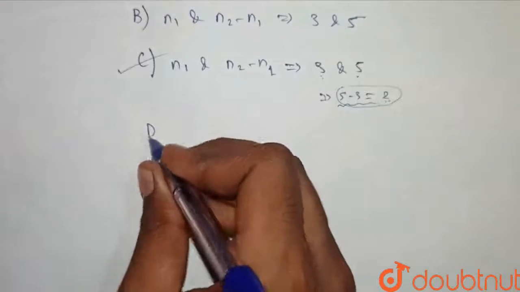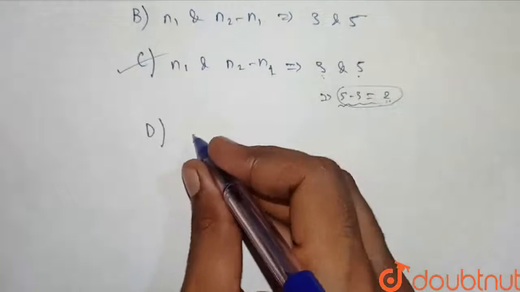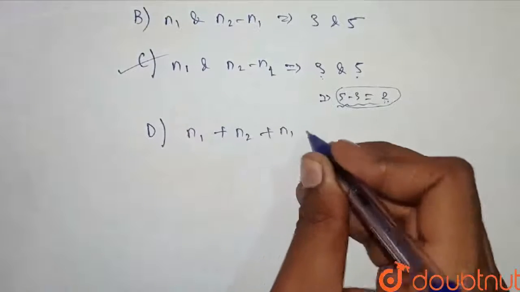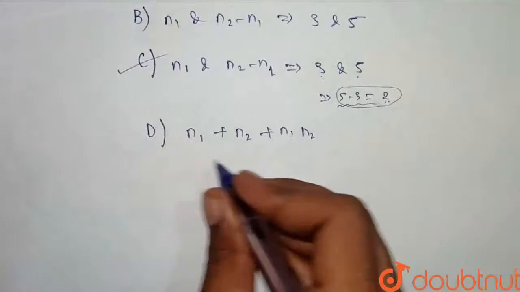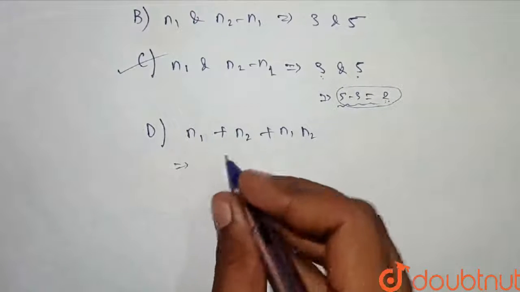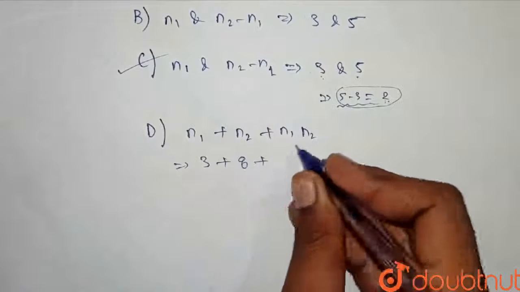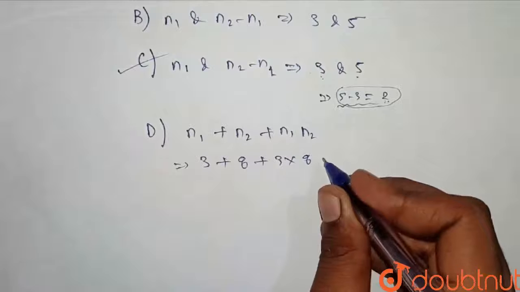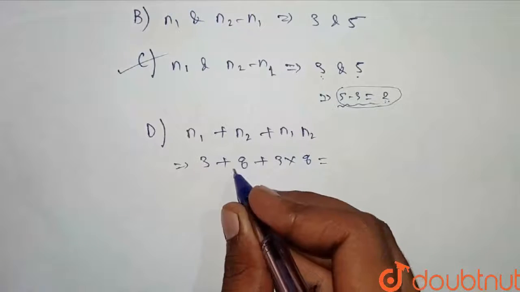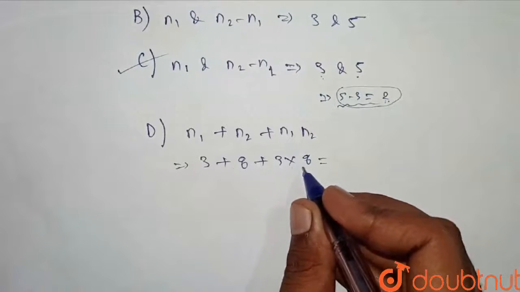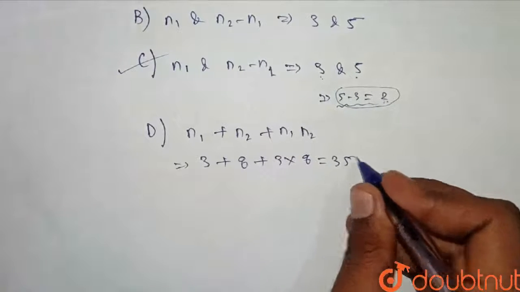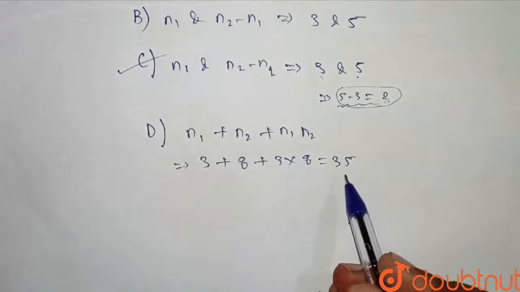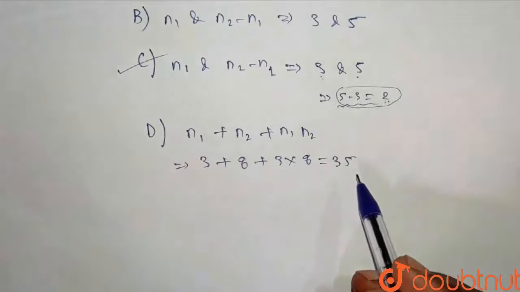If we proceed to our last option, which is D, the last option asks n1 plus n2 plus n1 n2, and first we calculate this. n1 is 3, n2 is 8. If we calculate this, 3 plus 8 is 11, and 3 into 8 is 24. The overall sum is 35. So the value of this expression is 35.